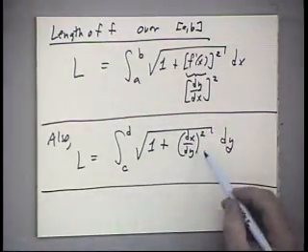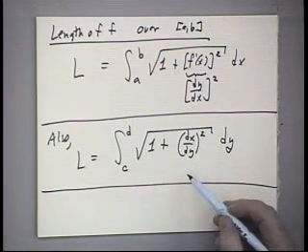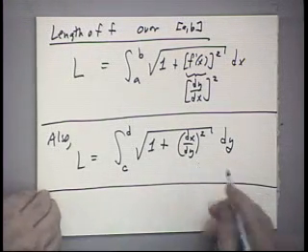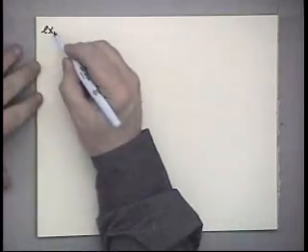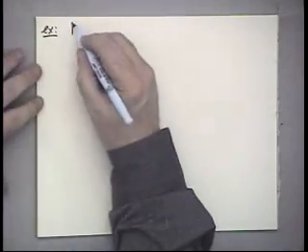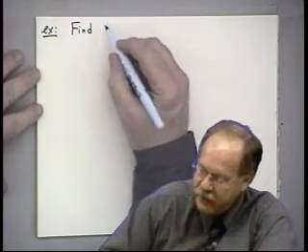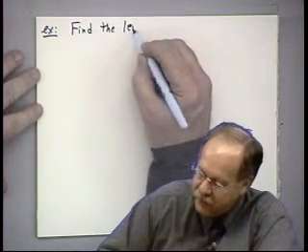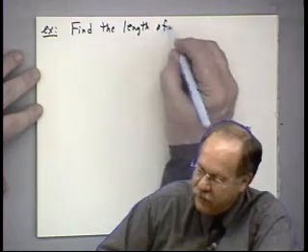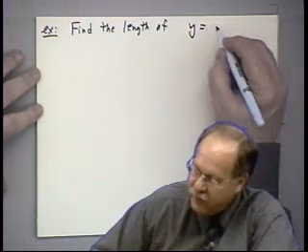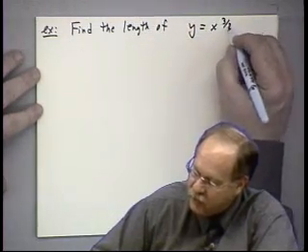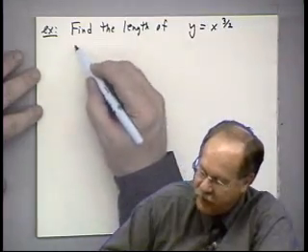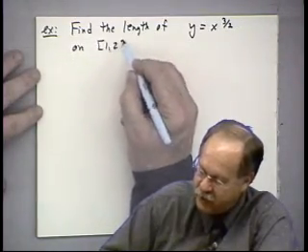But these are the sort of things that occur when you're actually working a problem, and you'll see what the function is in. Let's do one example of this, where the function actually works out so we can do the integral. Find the length of the graph of y equals x to the 3/2 power on the interval 1 to 2.